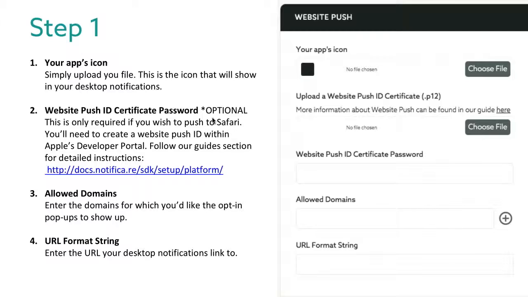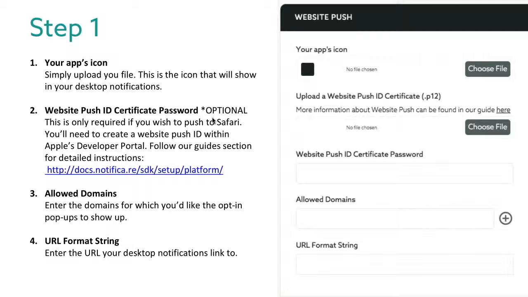The second option here is an optional field to fill in: website push ID certificate password. What this means is, if you want to be able to push to Safari, you have to go into Apple's developer portal and create a website push ID. To do that, you can follow the link in our guides. You can see the link on the screen and it has all the information you need to get this set up.